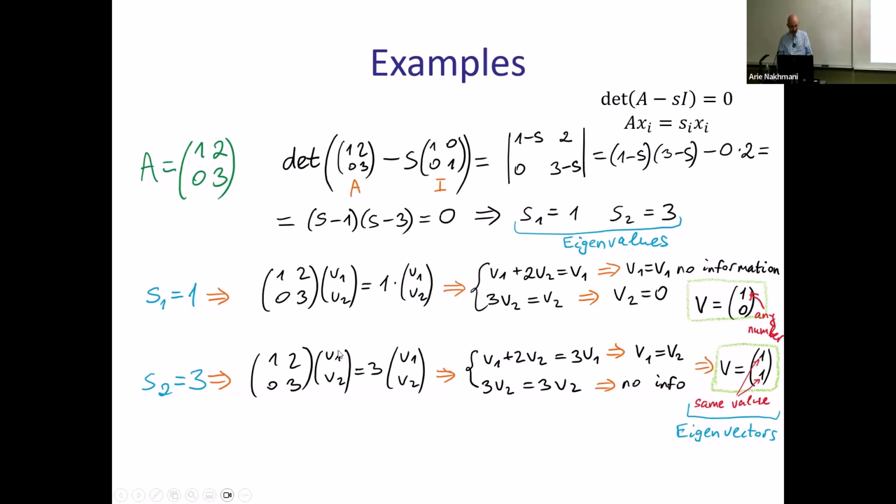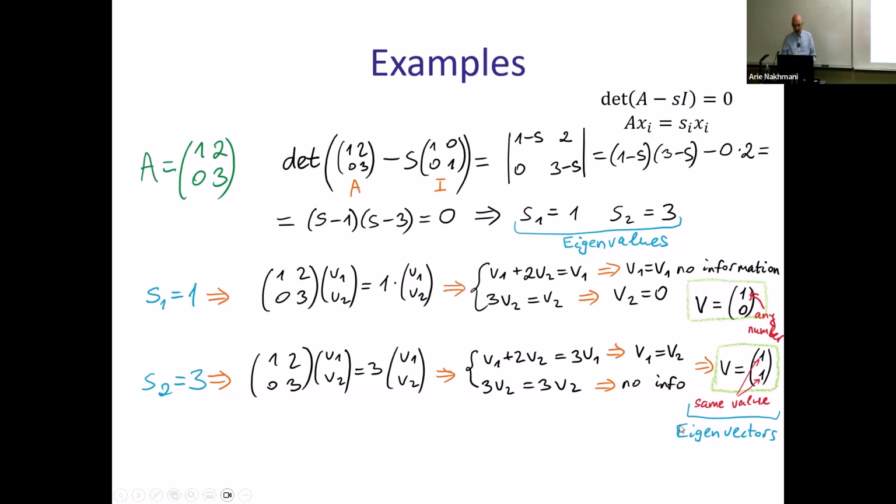So when I multiply that thing by that thing, I get the first equation. Multiplying that thing by that thing, I get the second equation. Second equation, no information. Why? Because it's like 3v2 equals 3v2. V2 might be anything, practically speaking, right? You can pick any value, and this equation will be correct for any v2. But the first equation you can solve to find that v1 equals v2. This is what you get from the first equation.